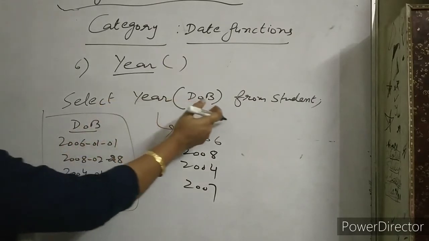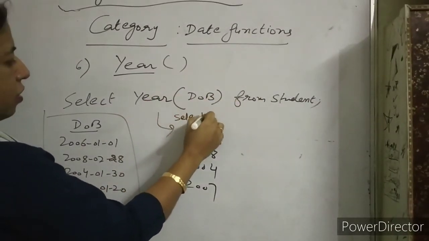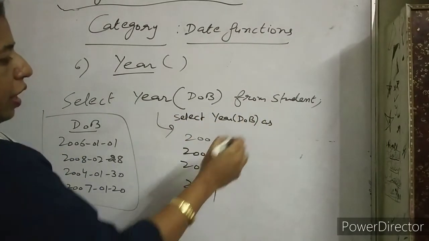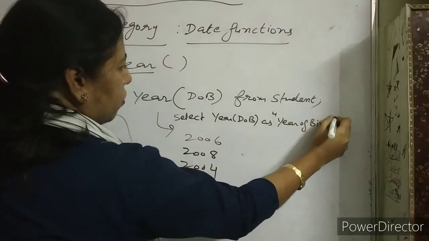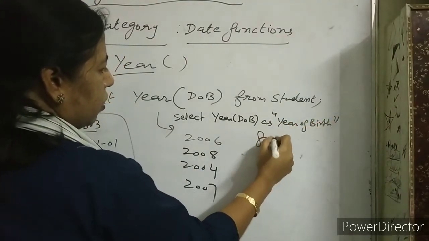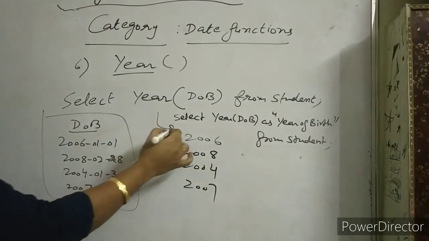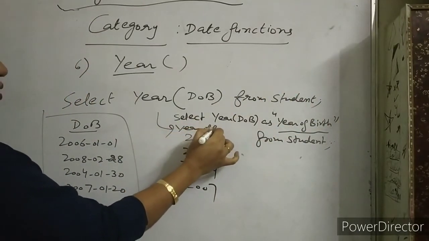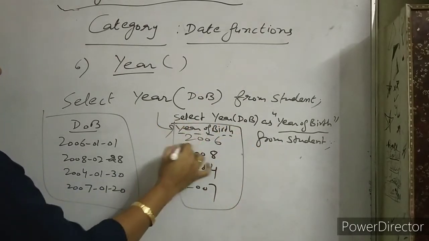If you want to give an alias here, you can give an alias also. How? Select year DOB as year of birth from student. Clear? You can use this query like this also. Here, what is the column name? Year of birth. This way you can get the output.